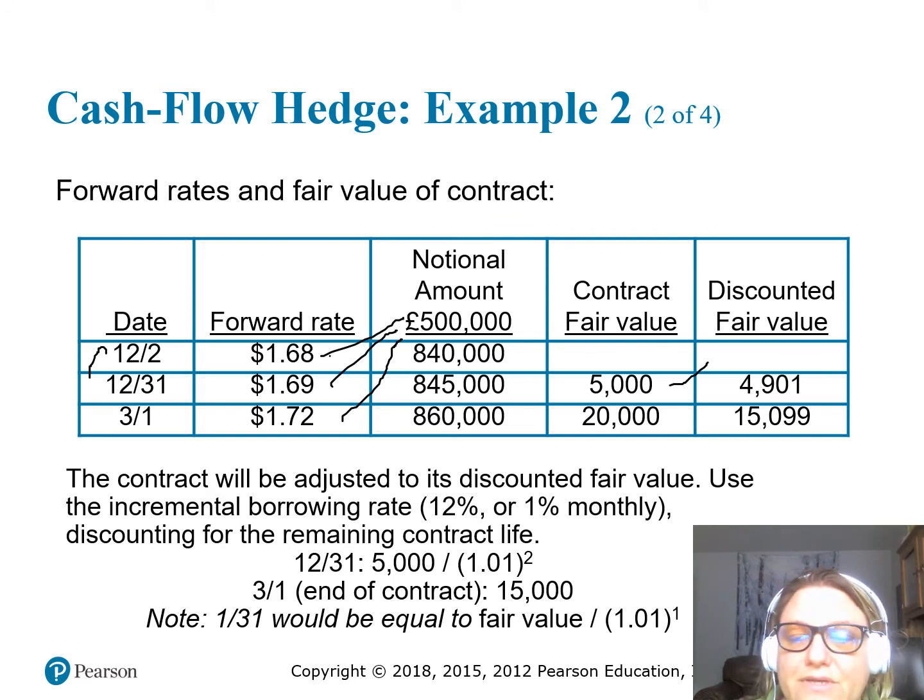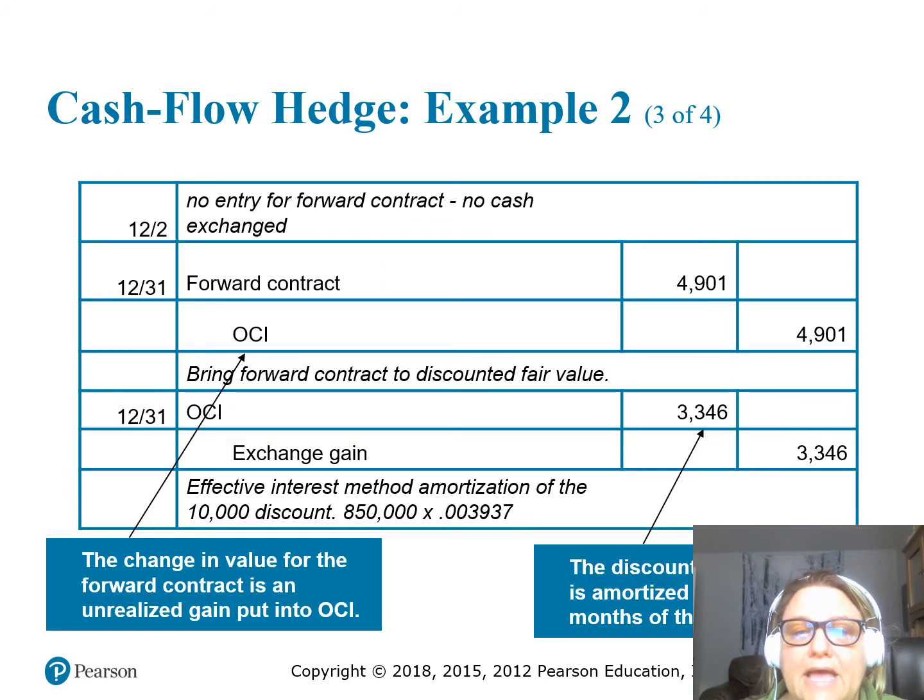Now, if you do the end of the contract, all right, to the end of the contract, it comes up to $15,000. That's at the end of the contract. And then 1/31 is equal to the fair value. So actually, when you're looking at it, because we're doing a forward, we're getting closer and closer, right? So it's a little bit backwards, discounted fair value, it's a little bit backwards, so you square it.